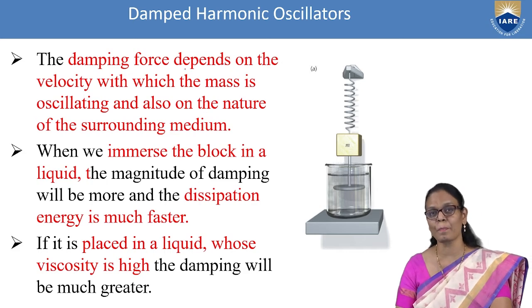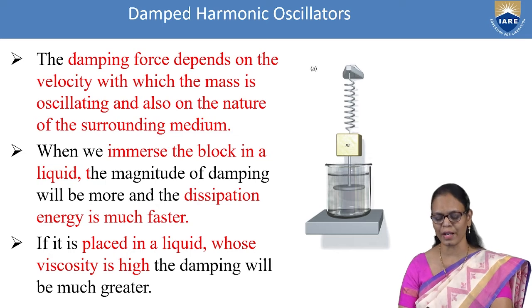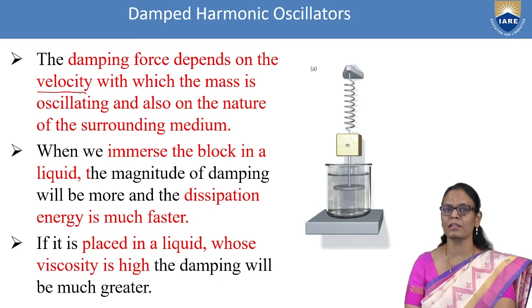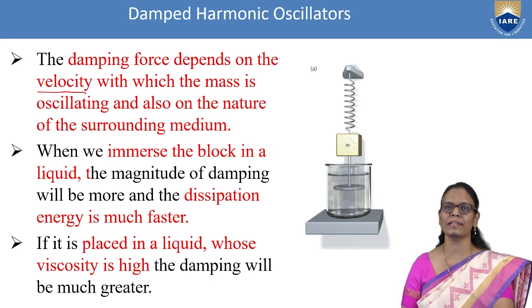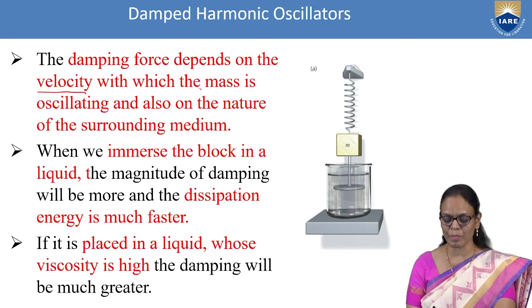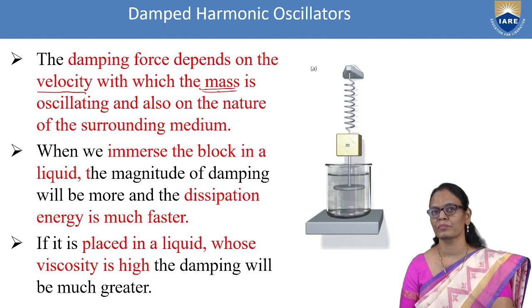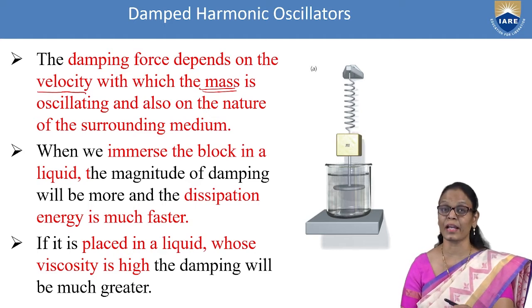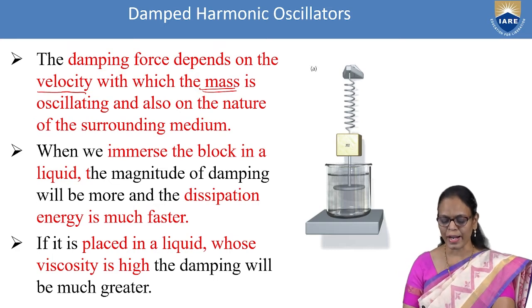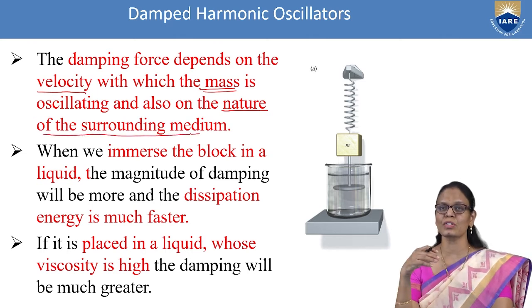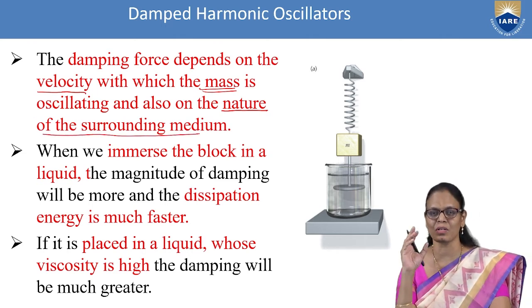Now this damping force depends upon the velocity with which the mass is oscillating, and also on the nature of the surrounding medium. It depends upon the velocity, meaning we are moving it through a distance x in time t, so you can calculate the velocity. And also it depends upon the mass. And it also depends upon the nature of the surrounding medium. What is the nature of the medium in which this system is oscillating?